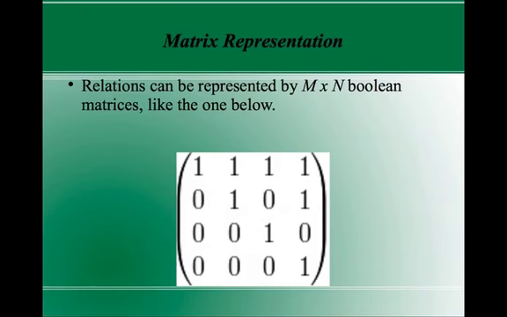There are many ways in which relations can be represented. However, the most prominently used way is through a matrix. This is known as an adjacency matrix on a set. This is an m by n Boolean matrix like the one below.